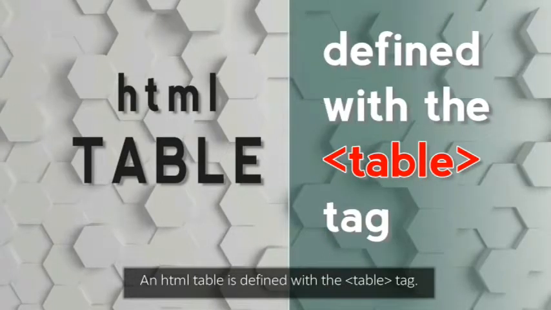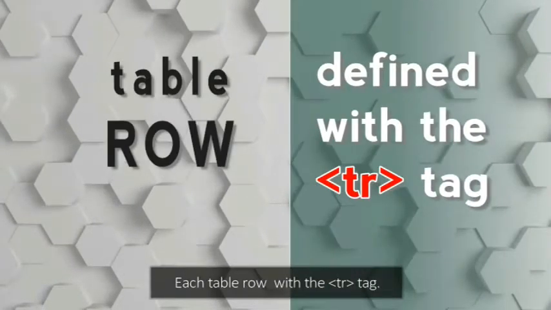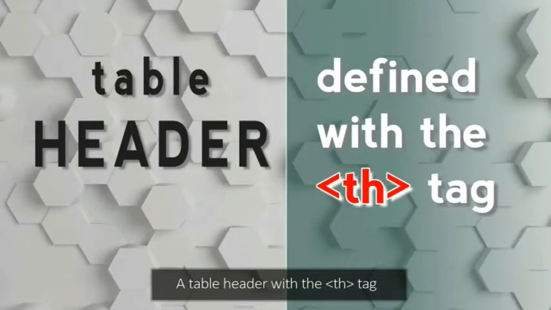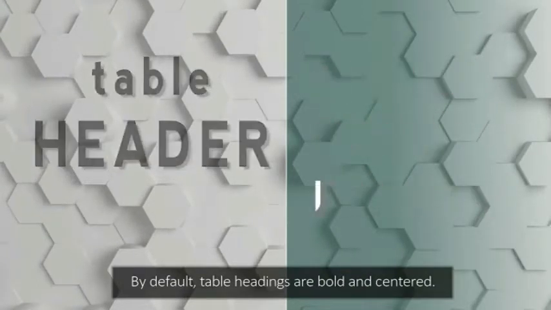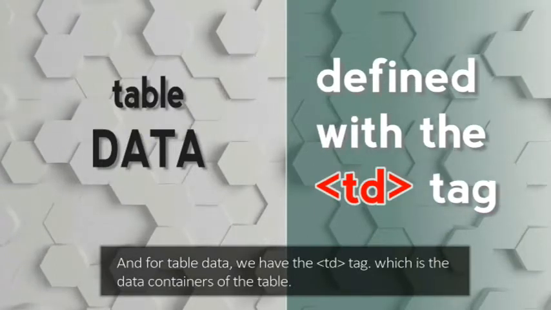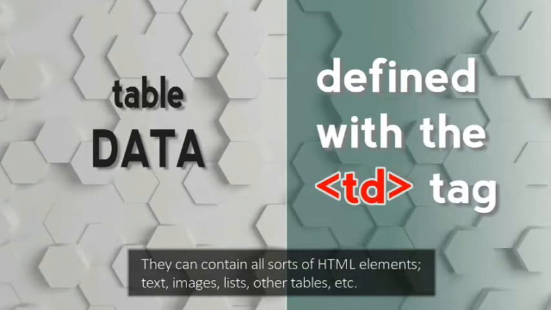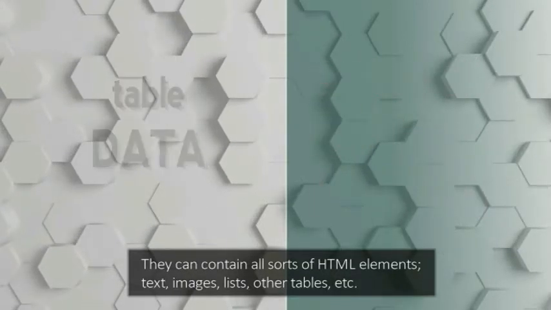An HTML table is defined with the table tag, each table row with the tr tag, and a table header with the th tag. By default, table headings are bold and centered. And for the table data, we have the td tag, which is the data container of the table. They can contain all sorts of HTML elements: text, images, lists, other tables, and so on.